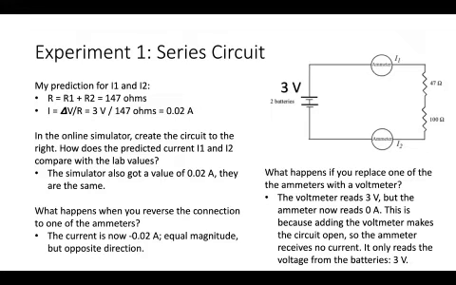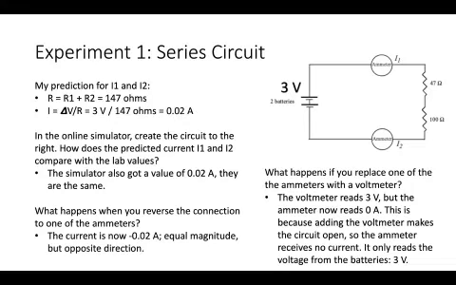In experiment 1, we looked at the circuit on the right, with values listed there. For my prediction for I1 and I2, I used the resistor in series equation to find that the overall resistance is 147 ohms. I then used I equals delta V over R, which is 3 divided by 147, which is 0.02 amps. In the online simulator, create the circuit to the right.